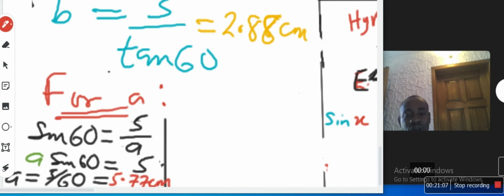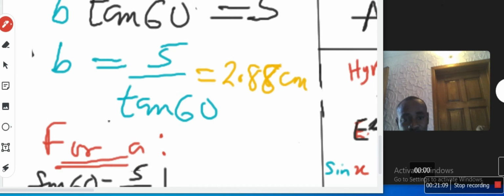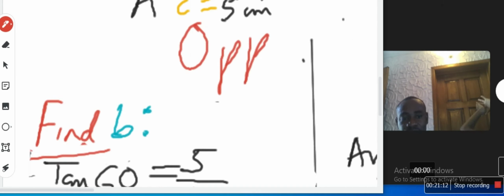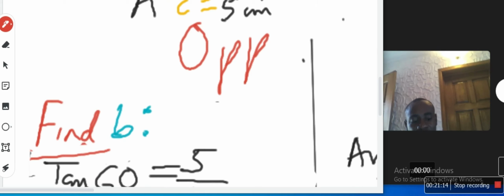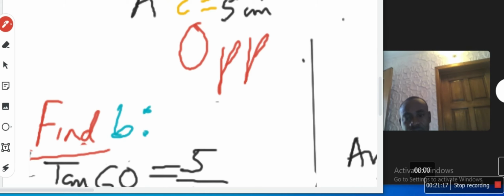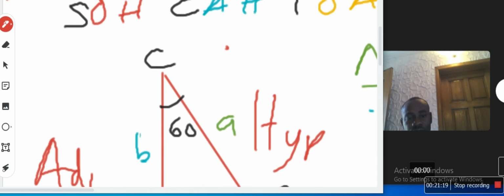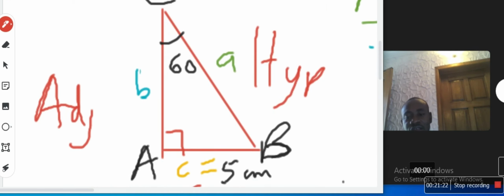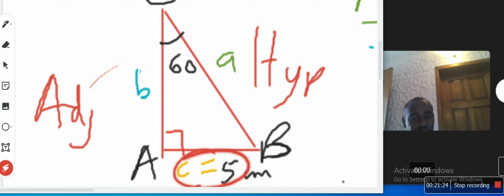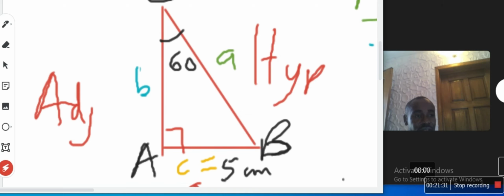See, there's another way you could have gotten A. You could have used a different method to get A. You remember Pythagoras Theorem? Isn't it C squared equals A squared plus B squared? Exactly. Once you have two sides, you can get the third side. Well, sometimes the angle may not be given. If the angle wasn't given, you will be restricted to use Pythagoras Theorem. Is that a rule?